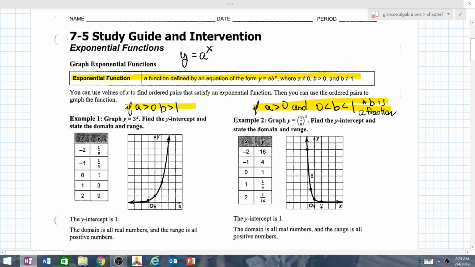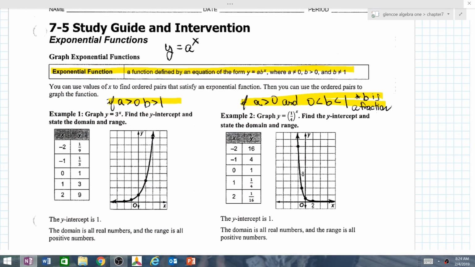Good morning. Welcome to lesson 7.5, exponential functions. Today we're going to learn how to graph an exponential function.